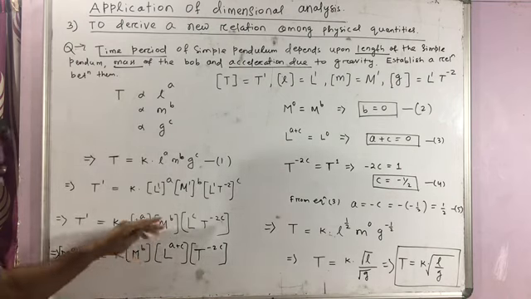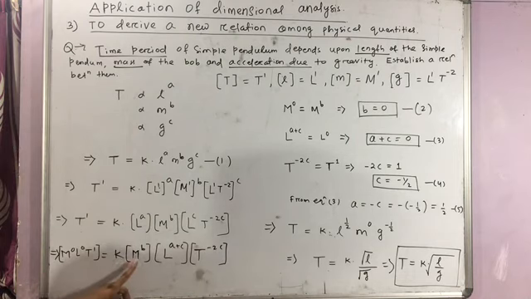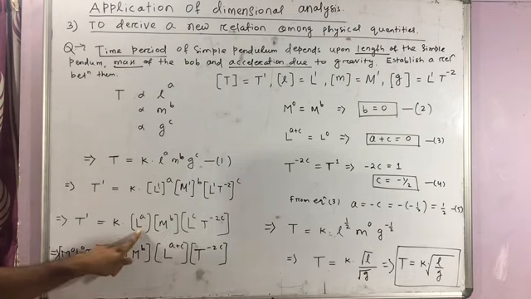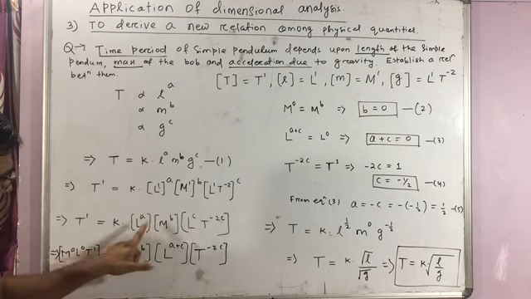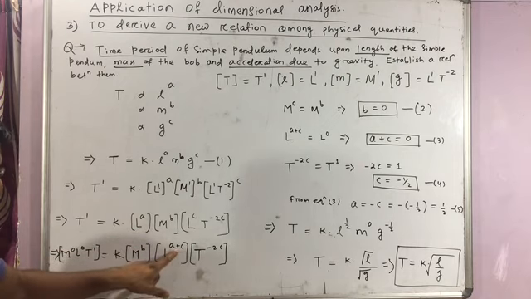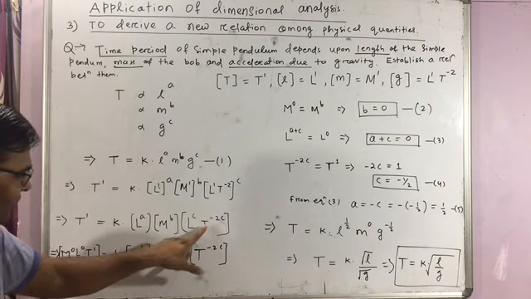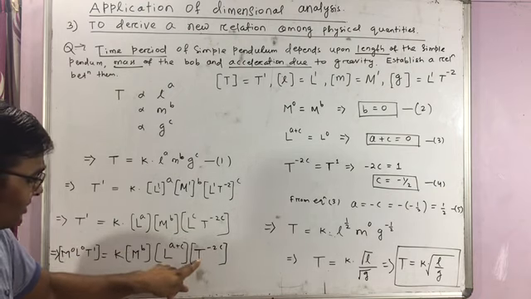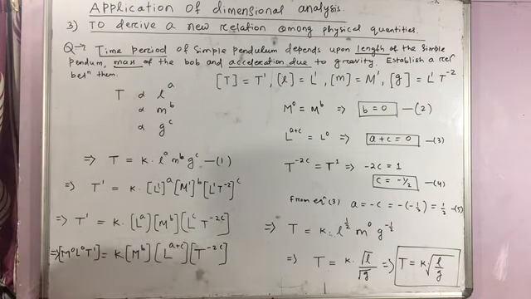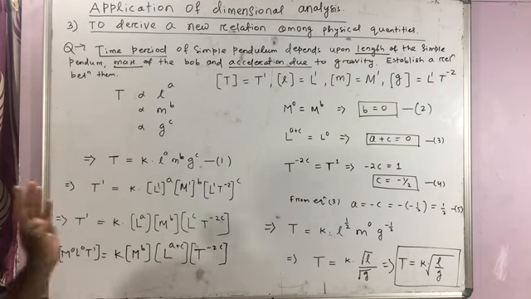Here I have just again arranged in this manner, MLT form. So here M power b, I have written M power b. L power, here it is a and here it is c, means a plus c. L to the power a plus c. And the time period is T to the power minus 2c. Now, as we know, for a correct physical relation, the dimension of both the sides must be equal.